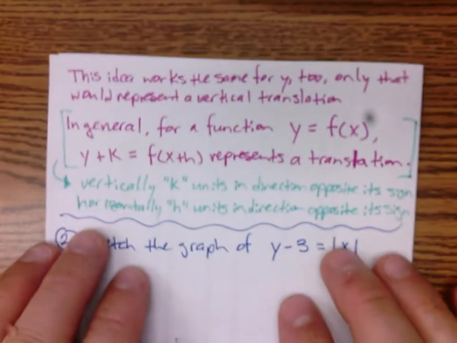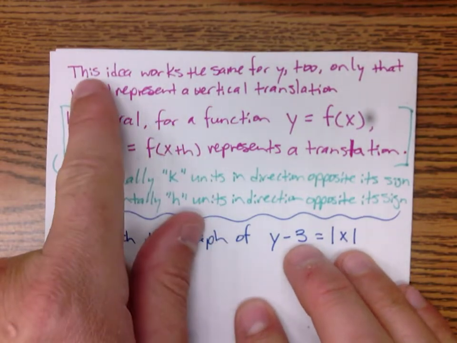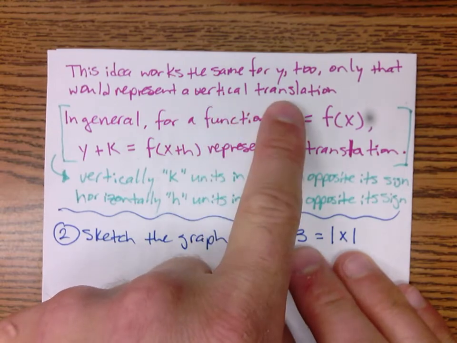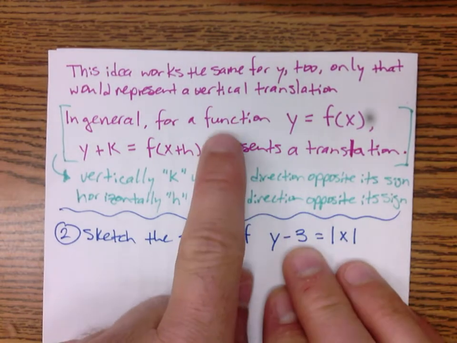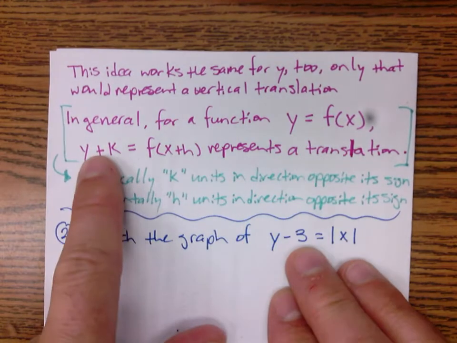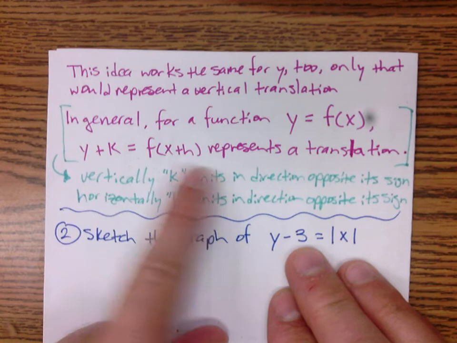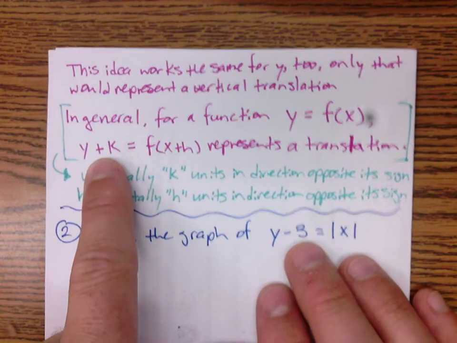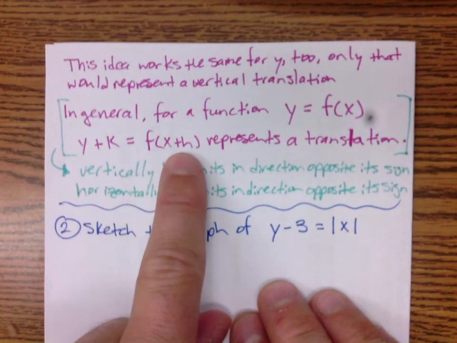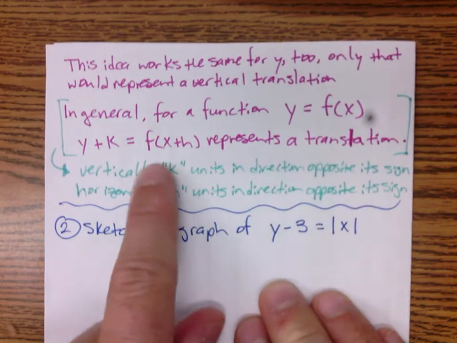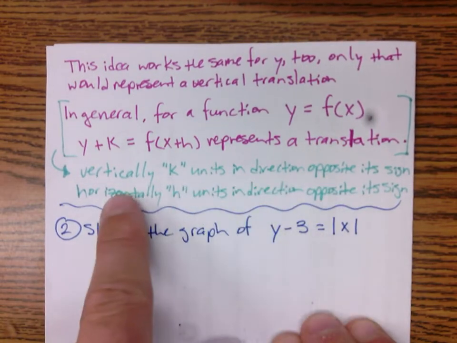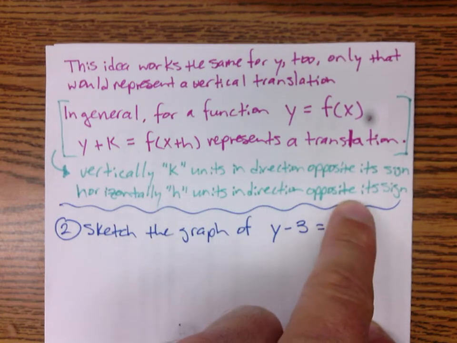Okay, so here's another note before we get to our other example actually. As I said, this idea works the same for y too, only that would represent a vertical translation or shift. So the main point here is this. In general, if we have a function y equals f of x, then we often use h and k with the x and y here to represent these shifting numbers. Y plus k equals f of x plus h represents a translation, and it translates vertically k units in the direction opposite its sign, and then horizontally h units in the direction opposite its sign.